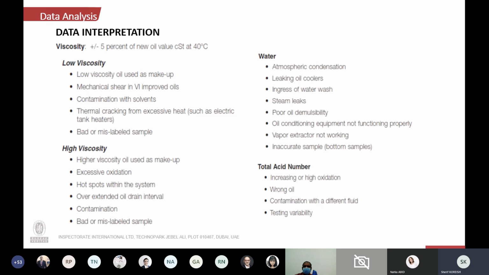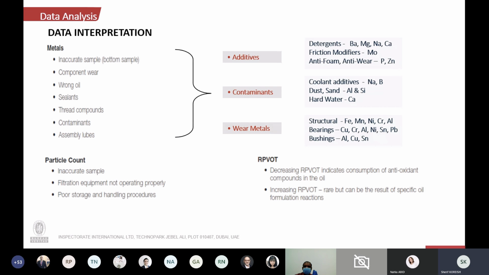And the additives here are to control the acidity to avoid corrosion. The acid number increases because of high oxidation, all right? We want to decrease the acidity of the oil to avoid the corrosion and the damaging results afterwards. The acid number can be related to the wrong oil being used and contamination with other fluids, and of course, testing variability involved.